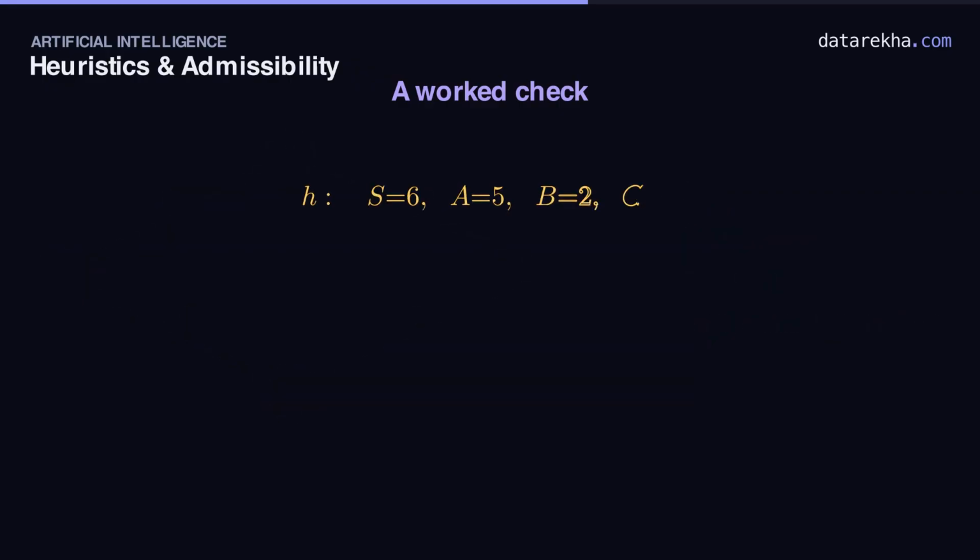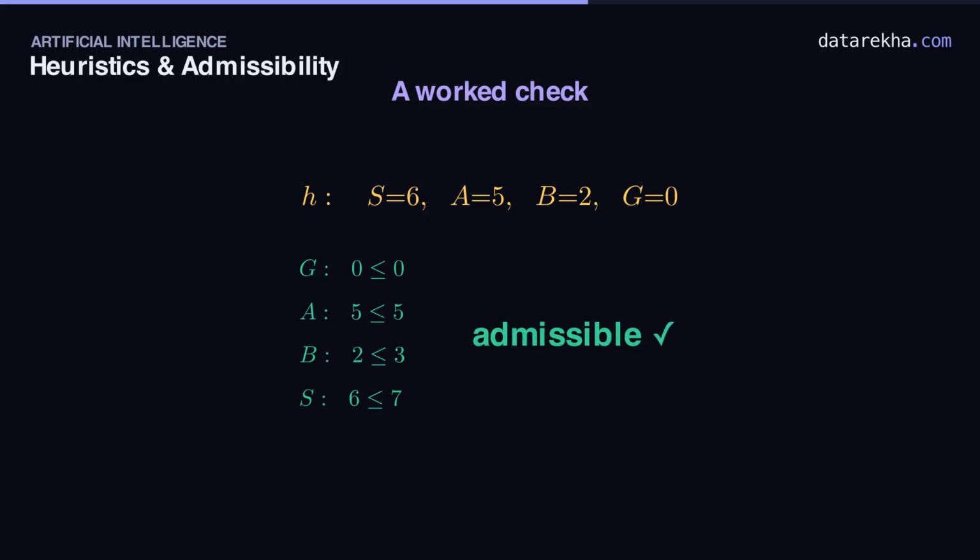Now test a candidate heuristic. H of S is 6, A is 5, B is 2, G is 0. Admissibility asks H at most H star at every node. 0 at most 0, 5 at most 5, 2 at most 3, 6 at most 7. Every line holds. So this heuristic is admissible.